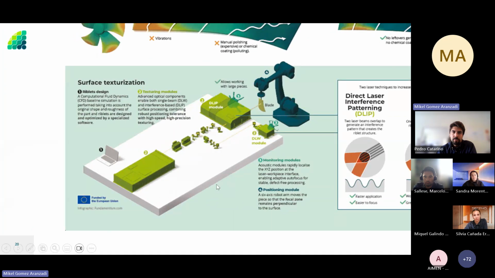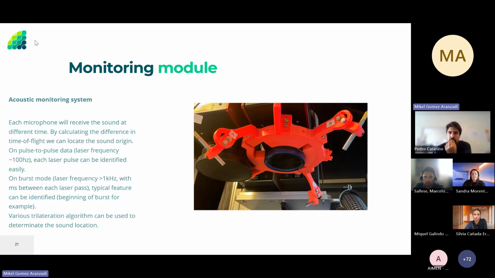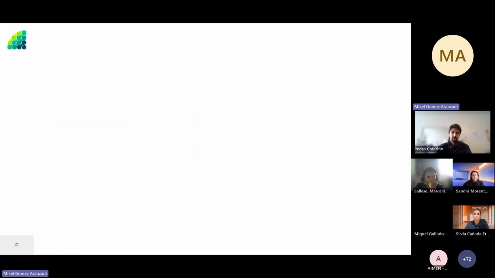So this is the schematic of the final prototype, in which we have the laser source, the optical paths, the two laser modules, and we have to duplicate the monitoring modules that were developed by Aymen. The monitoring module is an acoustic system in which each microphone receives the sound at different times, and by calculating the difference in the time of flight, we can locate the origin of the sound and therefore the focal plane. They did some tests, it worked well, so it was already designed and finished.